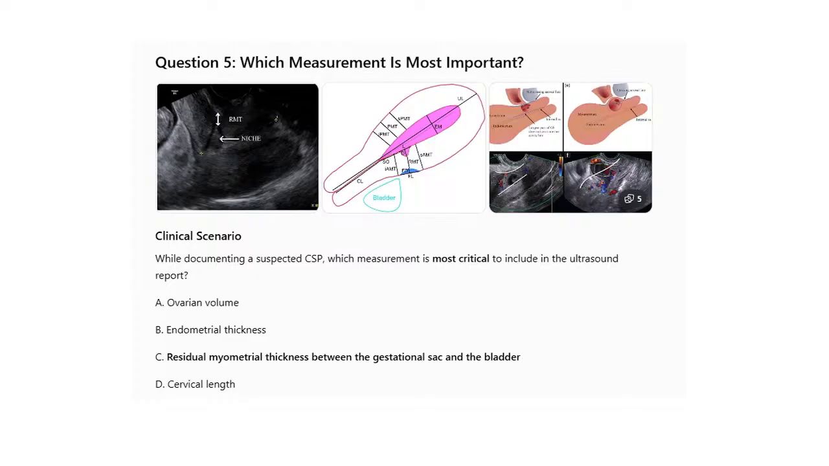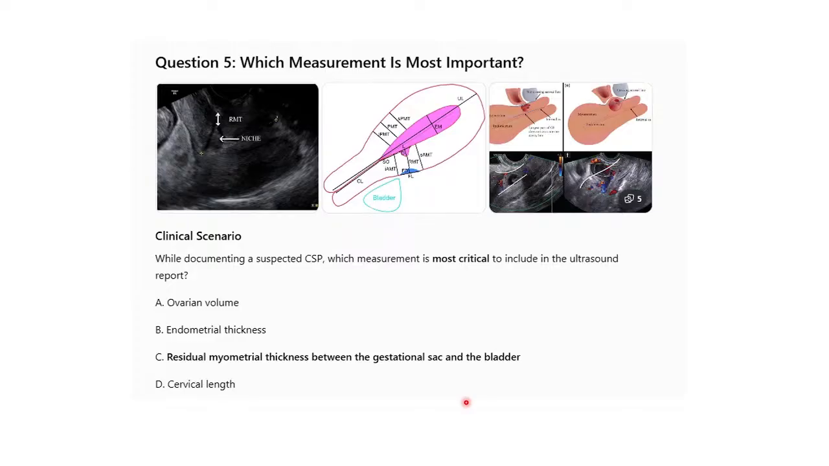Question number 5, which measurement is most important? There you see there's a niche there, a residual niche there, then you see there's this ectopic pregnancy there in the cesarean scar. Clinical scenario: while documenting a suspected CSP, which measurement is most critical to include in the ultrasound report? A, ovarian volume, B, endometrial thickness, C, residual myometrial thickness between the gestational sac and the bladder, D, cervical length.